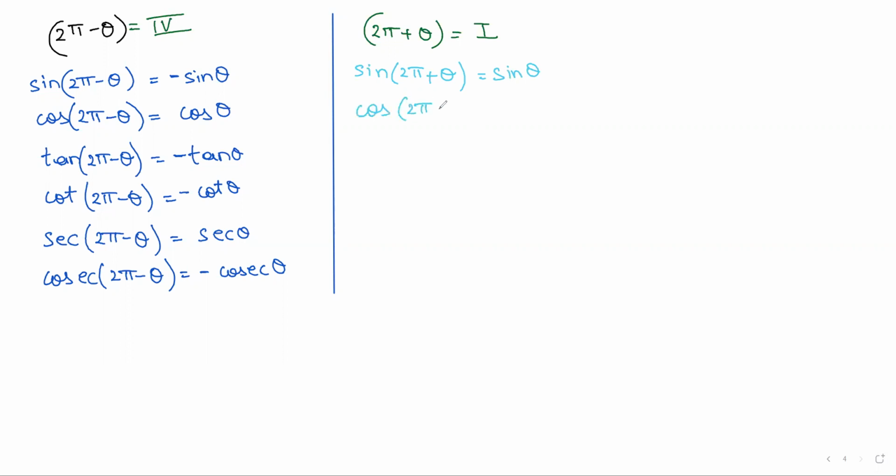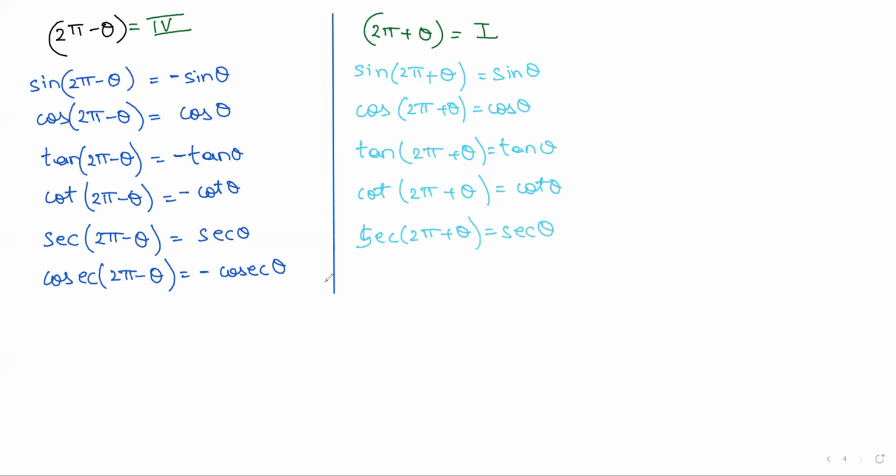Cos of 2 pi plus theta is equal to cos theta. Tan of 2 pi plus theta is equal to tan theta. Cot of 2 pi plus theta is equal to cot theta. Sec of 2 pi plus theta is equal to sec theta. Cosec of 2 pi plus theta is equal to cosec theta.